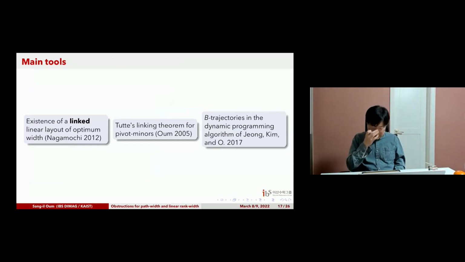So here are the three main tools, ingredients. The first one is the existence of a linked linear layout. And this is due to Nakamura. The second one is the linking theorem. For matroids, we just use the linking theorem. For graphs, for pivot minors, I had an analog. And then the key ingredient is this data structure called B-trajectories, used in the algorithm by Jisoo, Eunjung and myself. So let me go through each of them.